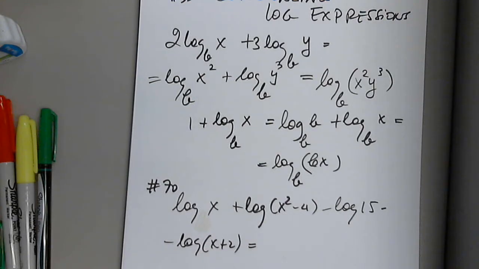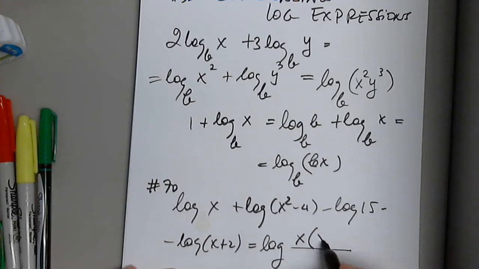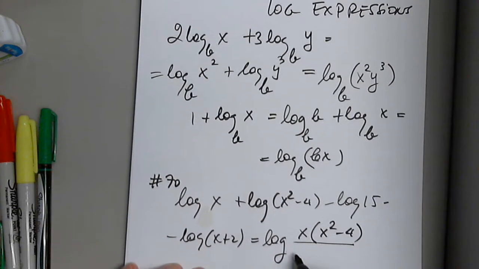This should be a one-time deal, just one answer. Quickly. Log of what? How many logs have plus in front? So their quantities will go to the top. How many have negative in front? Two. They will be in the denominator. So this must be a ratio. The top? x times x squared minus 4. And the denominator.